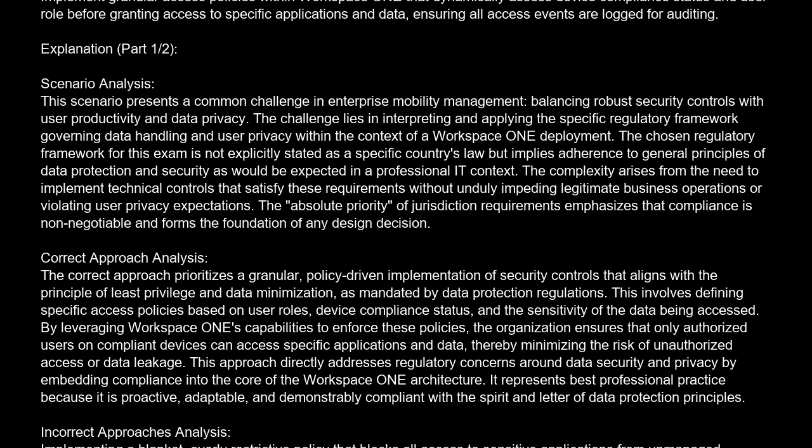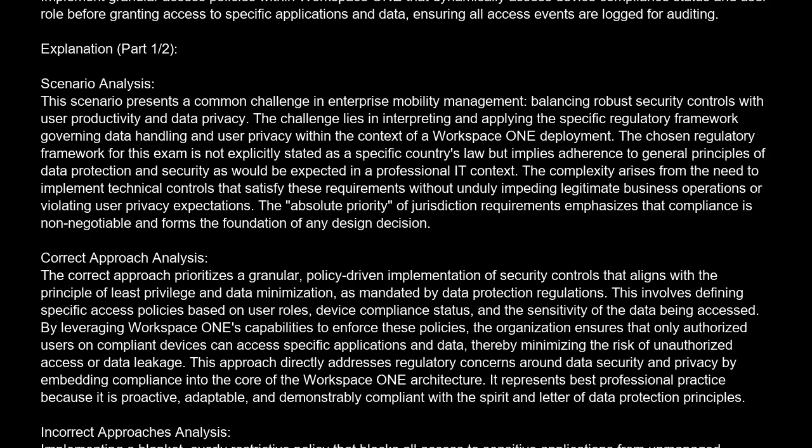Explanation. Scenario analysis. This scenario presents a common challenge in enterprise mobility management, balancing robust security controls with user productivity and data privacy. The challenge lies in interpreting and applying the specific regulatory framework governing data handling and user privacy within the context of a Workspace ONE deployment.